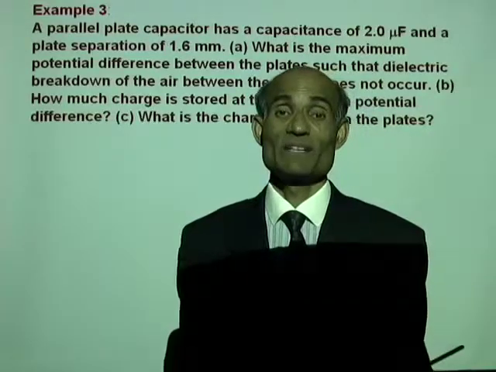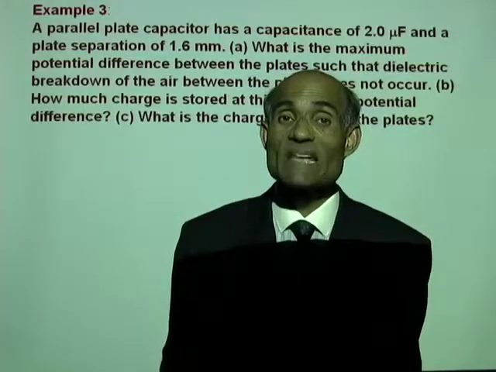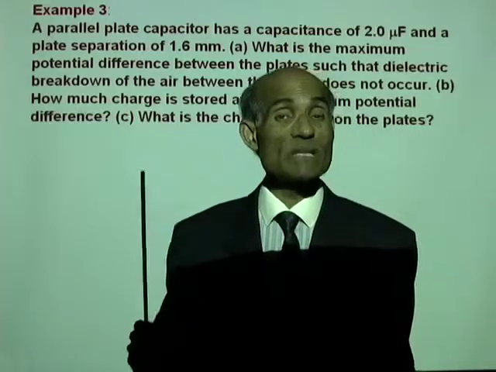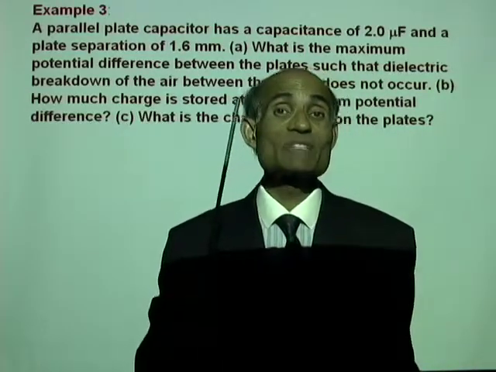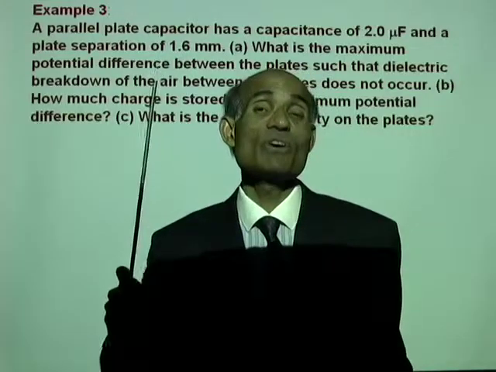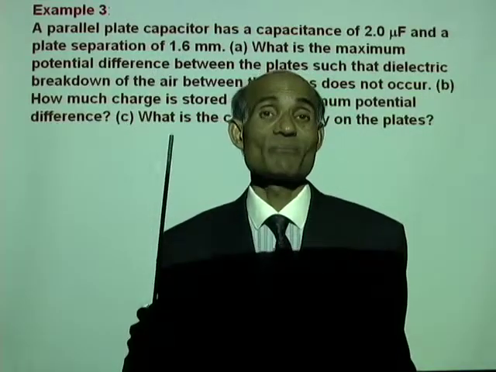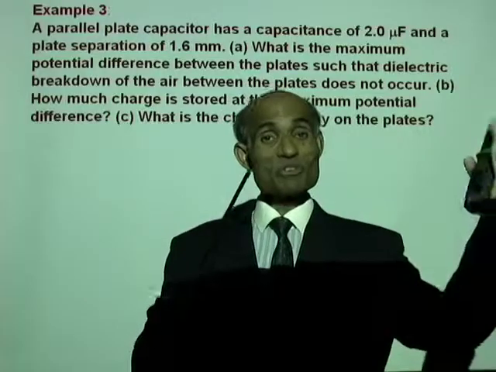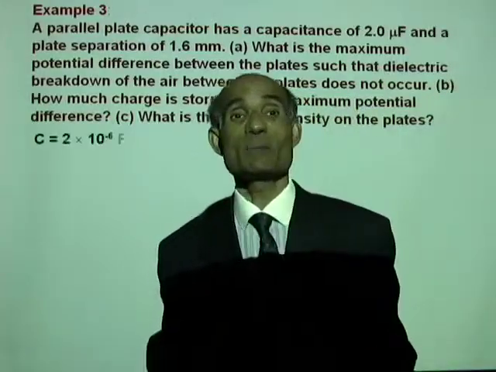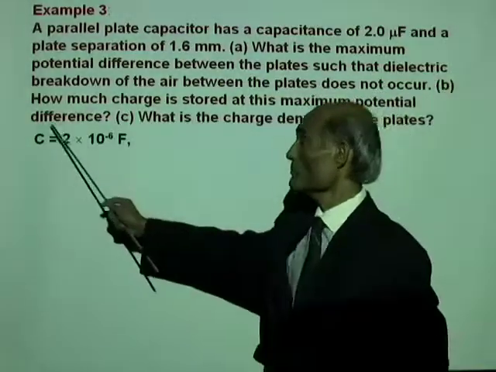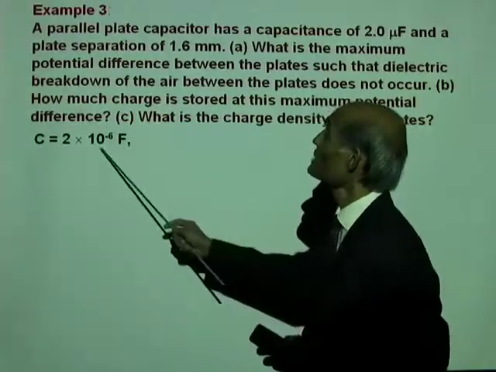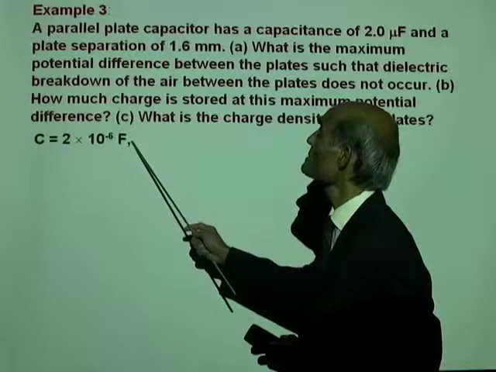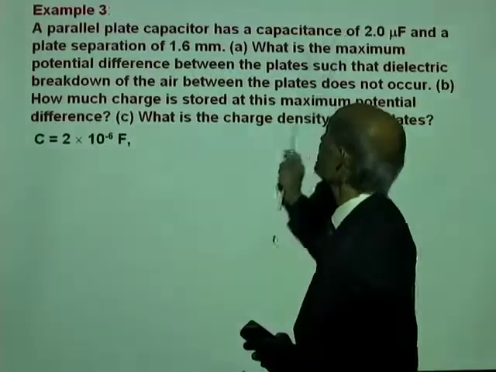Well, delta V equal to negative E times D. Is that right? Yes. E equal to negative delta V over delta X. That is a relation. We have been using that many times. So, pick the data. Capacitance of the capacitor is 2 times 10 to the negative 6 farad, 2 microfarad.